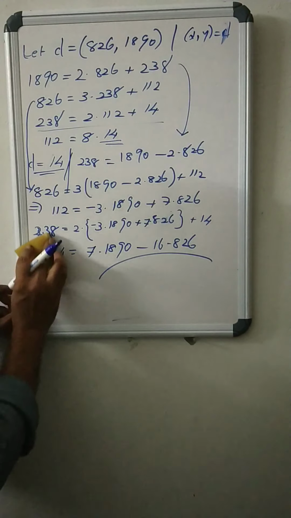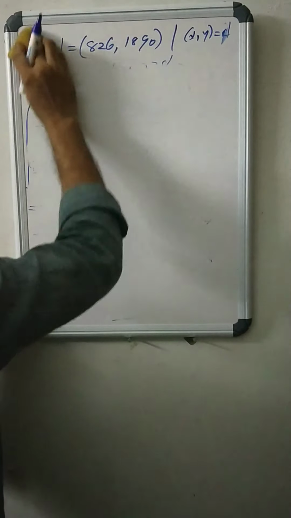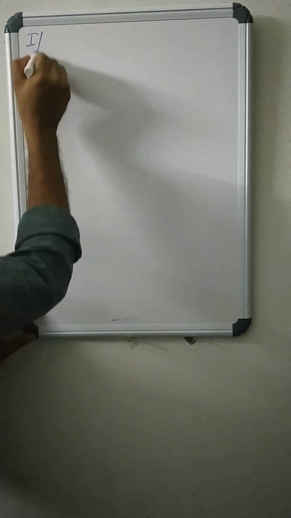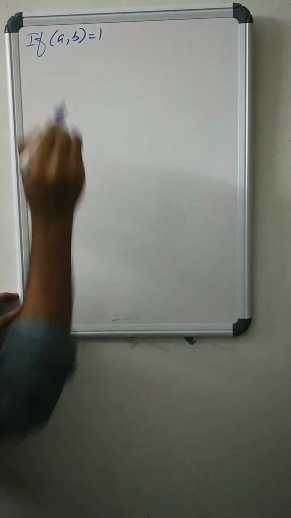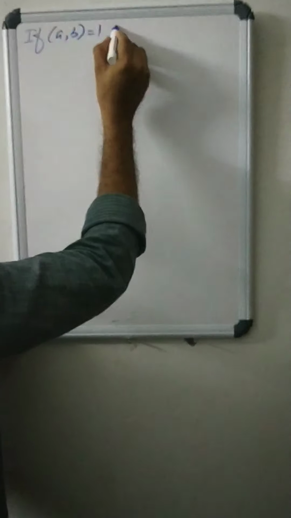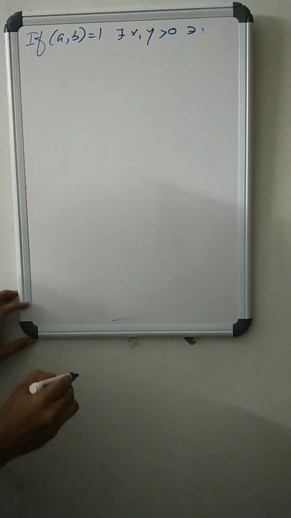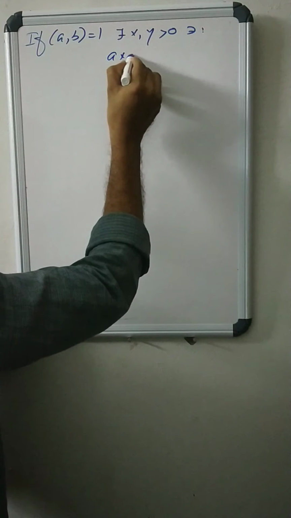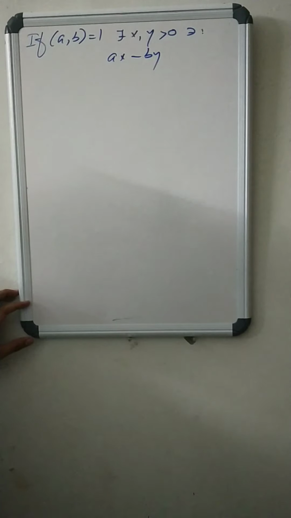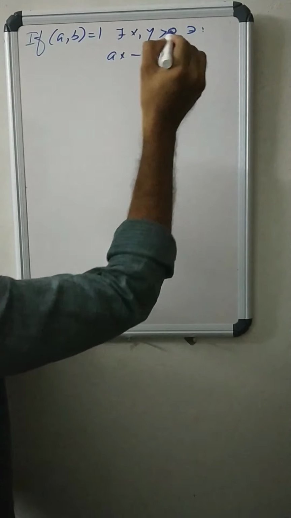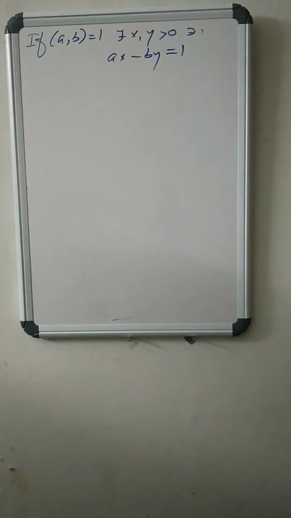Then now let us discuss another one. If A and B are relatively prime, there exist x, y greater than 0 such that ax minus by equals 1. A and B are relatively prime, then there exist x and y positive such that ax minus by equals 1.